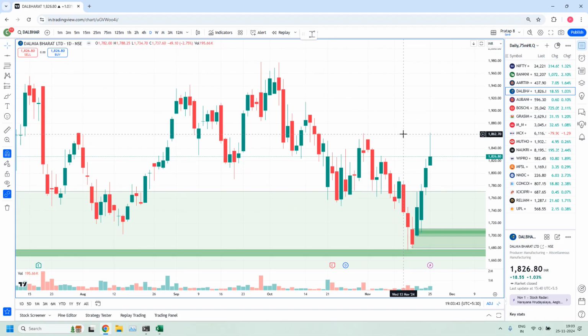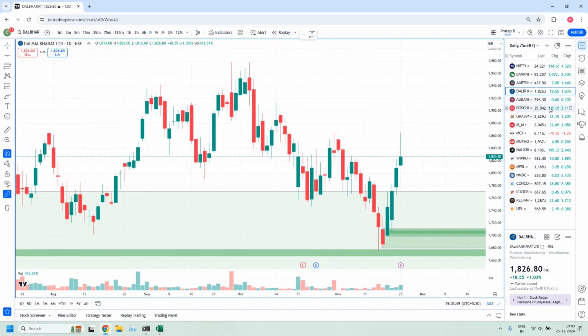What could be the institutional mindset? That is the way I am thinking, and I have drawn this zone. This is how you should prepare your trades. Your trade planning is very, very important.